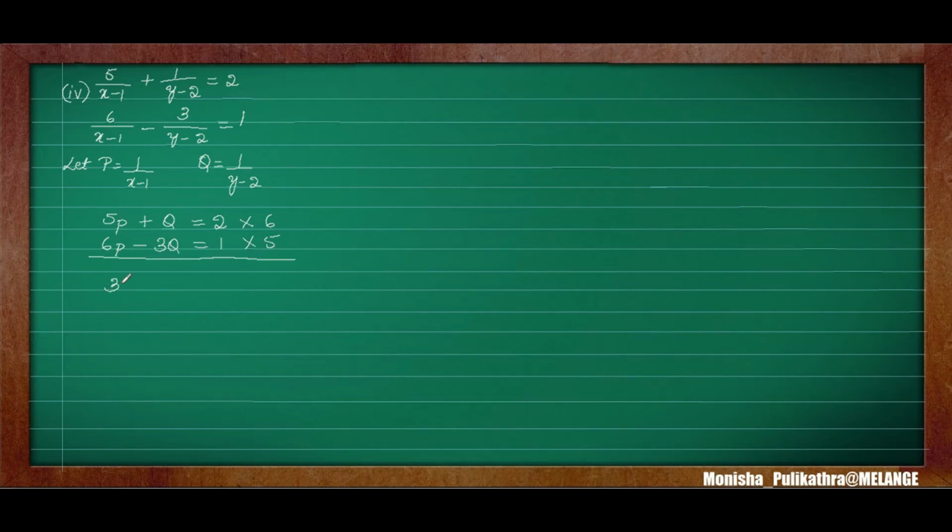So 6 5s are 30p plus 6 into q, 6q, is equal to 6 2s are 12. 5 6s are 30p minus 5 3s are 15q is equal to 5 1s are 5. Next change the sign. So plus 30p minus 30p cancel each other. Here plus into plus, we need to do addition when like signs appear. So 15 plus 6 is 21q is equal to plus into minus, minus. So 12 minus 5 is 7, larger number sign is plus.